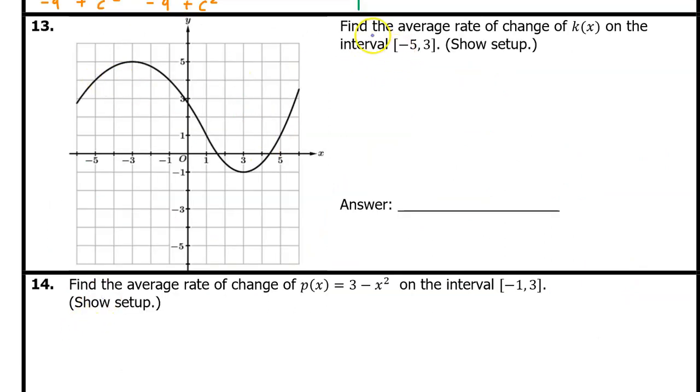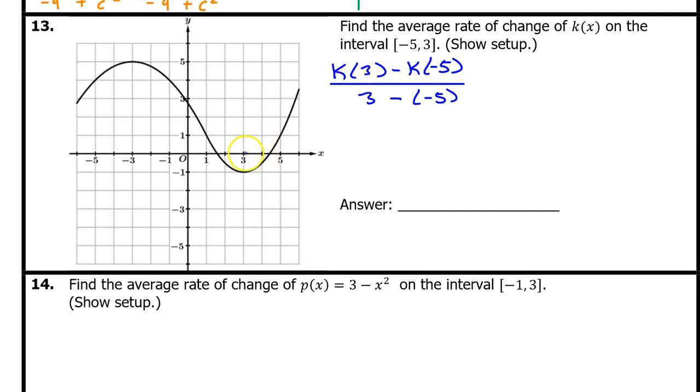Number 13, find the average rate of change of k of x on the interval from negative 5 to 3. So as you saw before, the formula goes like this. It's going to be k at b minus k at a. So k at 3 minus k at negative 5. That's the y minus y of our slope formula, divided by x minus x. So 3 minus negative 5.